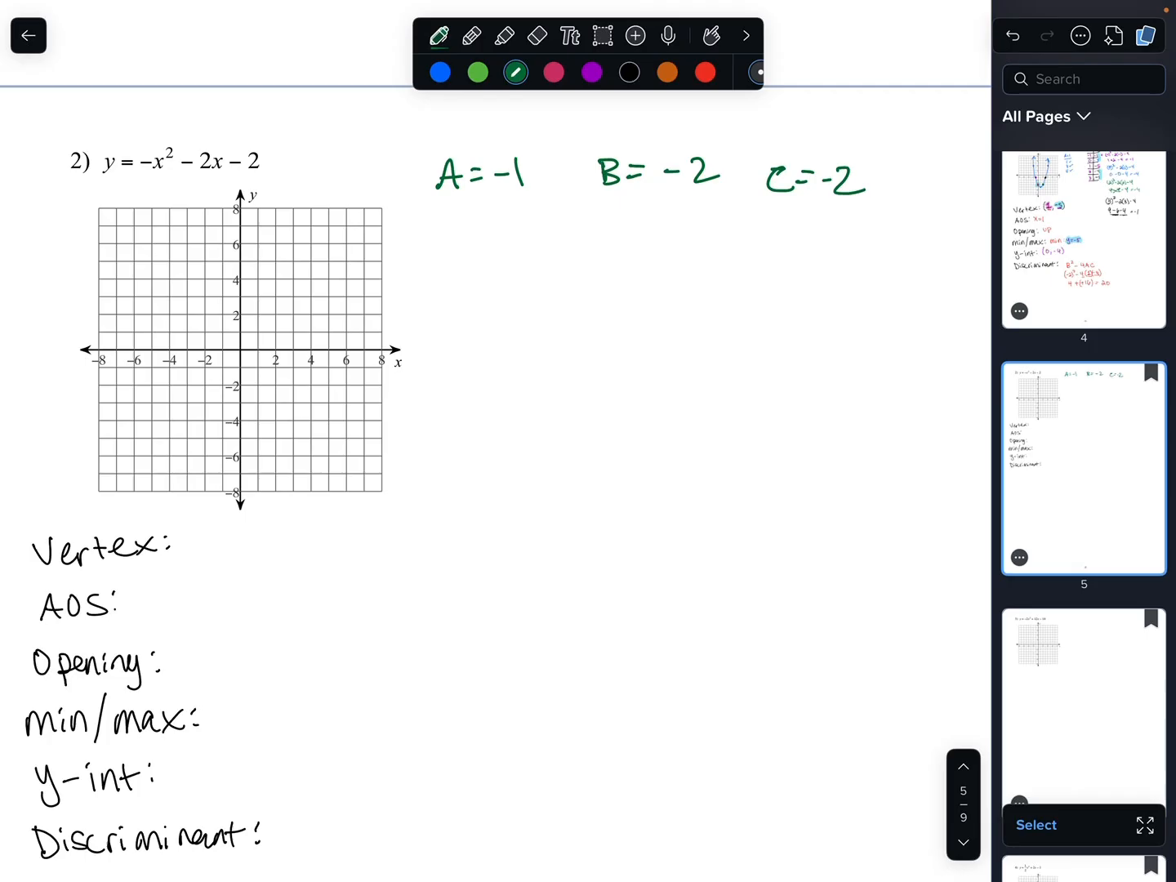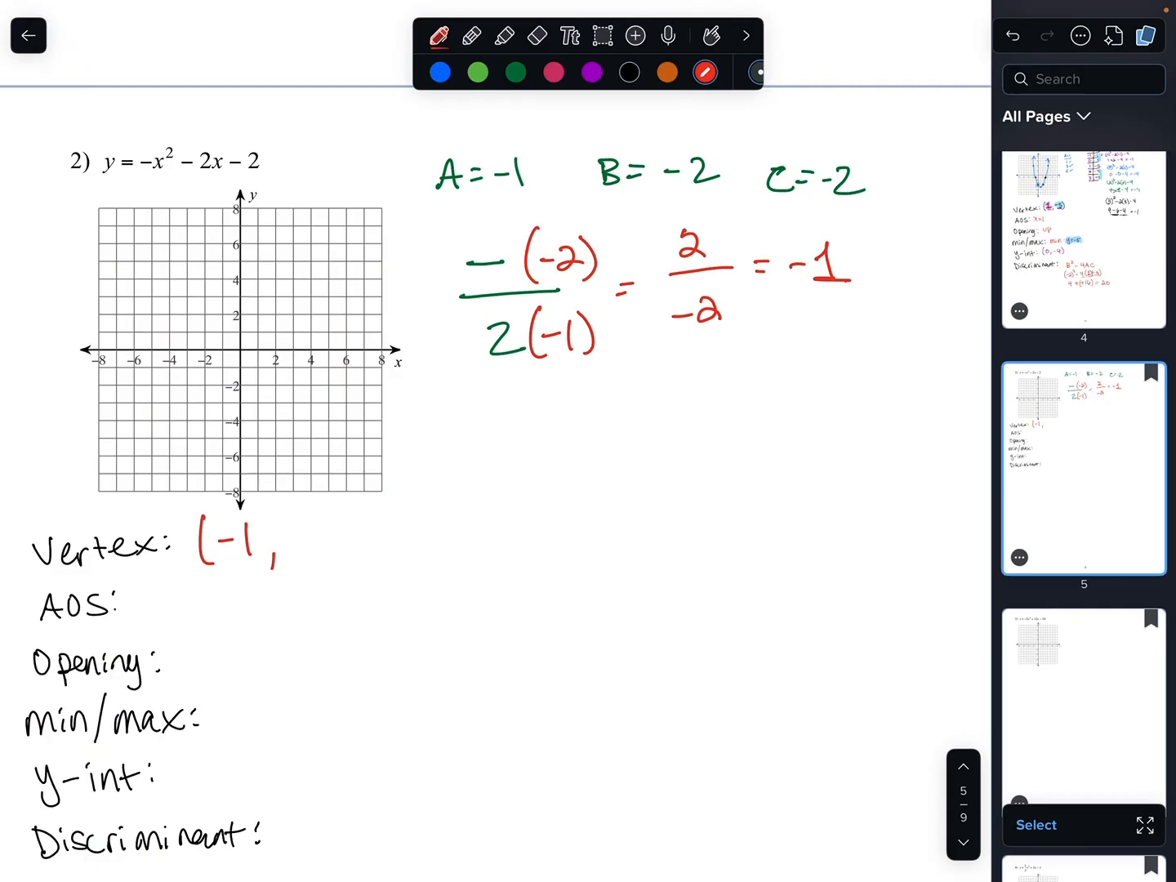Step 2, find the x-coordinate of the vertex using the negative b over 2a. So I'm going to go ahead and just put my negative and my 2. And then I'm going to go ahead and write my b in. I'm going to go ahead and write my a in. Okay? Now, a negative, negative 2 is going to be a positive 2. And then 2 times negative 1 is negative 2. 2 divided by negative 2 is negative 1. So the first part of my vertex is negative 1.